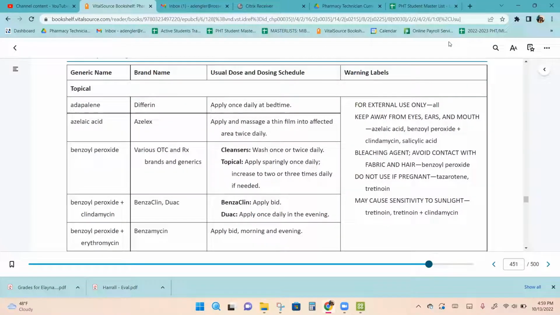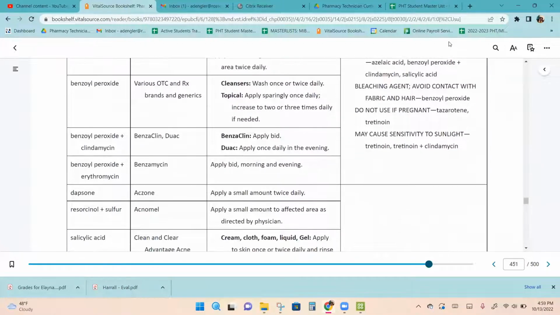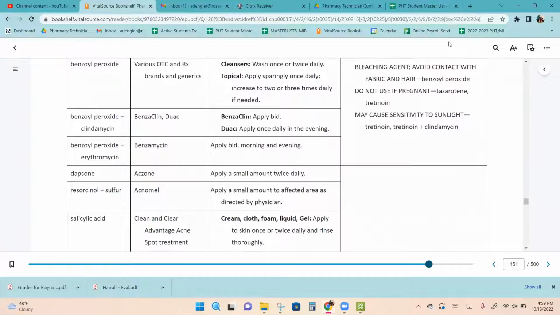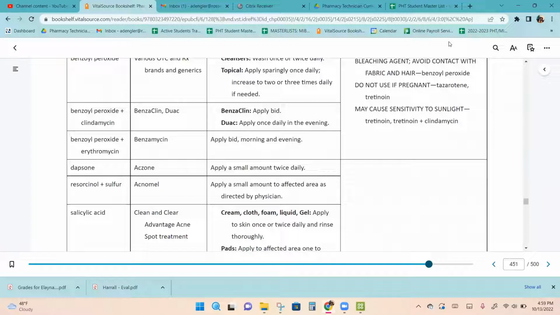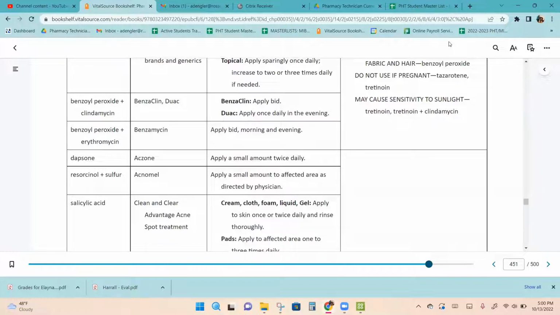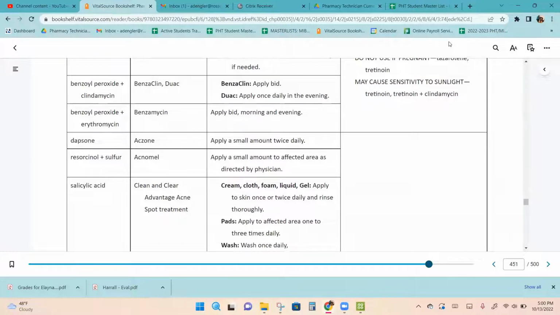So the tazarotene and the tretinoin may cause sensitivity to sunlight. So tretinoin and tretinoin plus clindamycin. So this is really important. I know that we've talked about this before, that if it causes sensitivity to light or sunlight, that means if you go outside in the sun or go to the beach or something, you're going to be way more burned than you normally would be, especially when we talk about topical products, because you're applying them right to the skin. So it can reflect off the sun and burn you way quicker, faster, and harder.